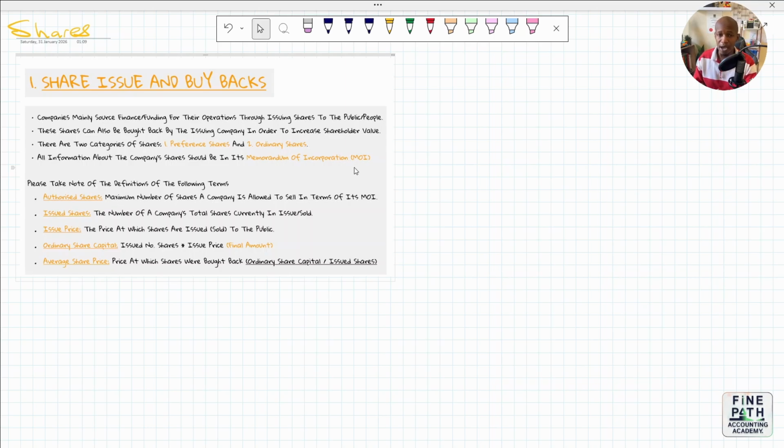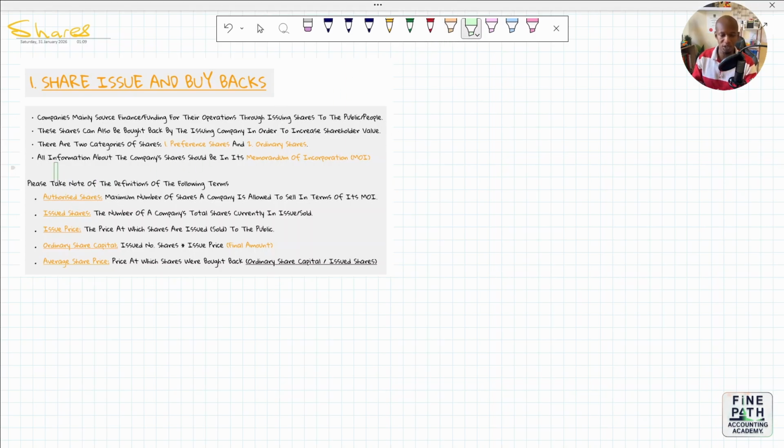So shares that have been issued by a public company to the public basically represent capital that has been invested into the company, and that therefore means that our issued shares is an equity account and will increase on the credit side and decrease on our debit side.